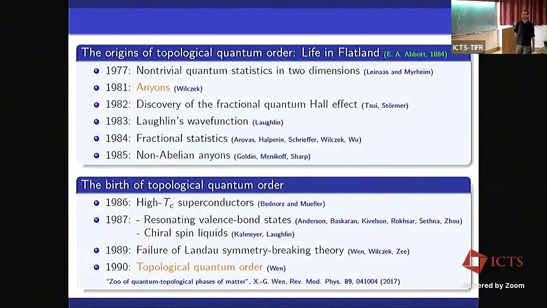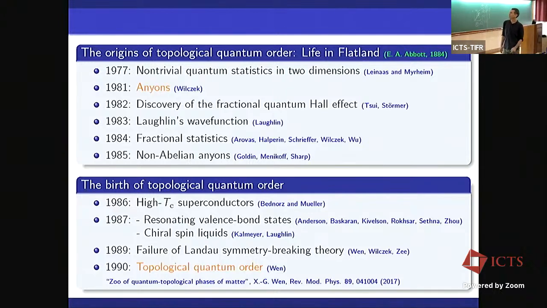So I think it's fair to say that this whole field really begins in the 70s with this very famous paper by Leinaas and Myrheim, who understood that in 2 dimensions, so in flatland, it was possible to have non-trivial quantum statistics. So this morning there was this talk by Yuval. You've heard about anyons. I will try to make precise a bit what it means in this context. This name for this weird object was given by Frank Wilczek in 1981, and it simply means that you can have any exchange phase statistics.